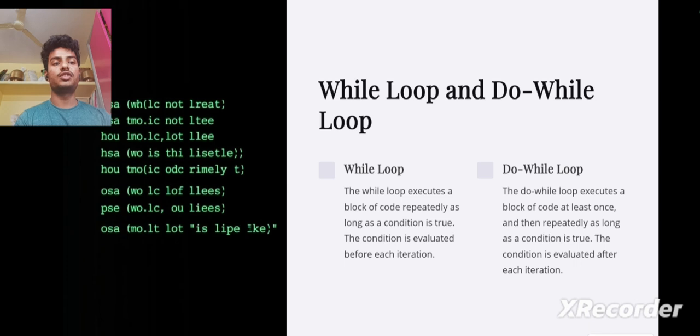Do while loop. The do while loop executes a block of code at least once and then repeatedly as long as the condition is true. The condition is evaluated after each iteration. So in a do while loop, the do part is first executed and then the while condition is checked. Until the conditions are true, the block of code keeps executing, and when they become false, the program exits the loop.